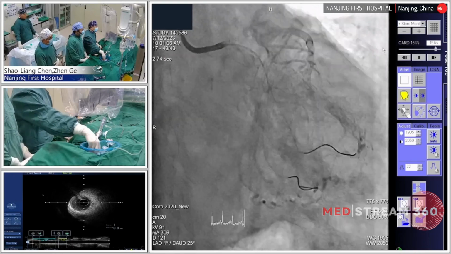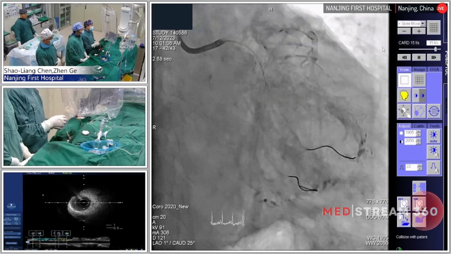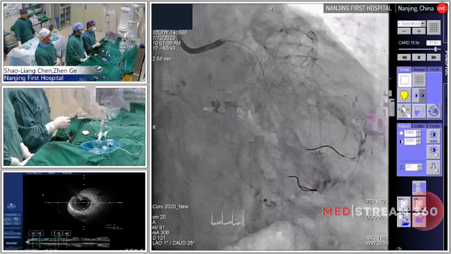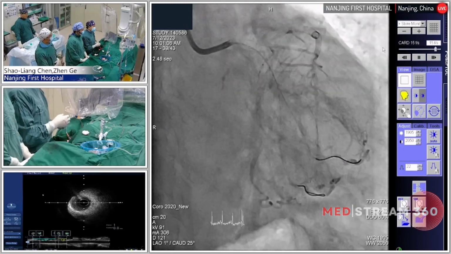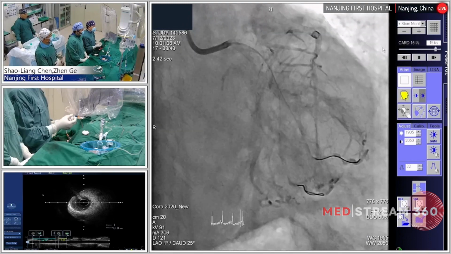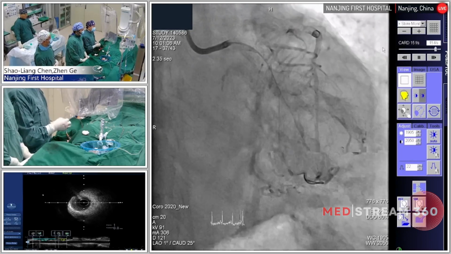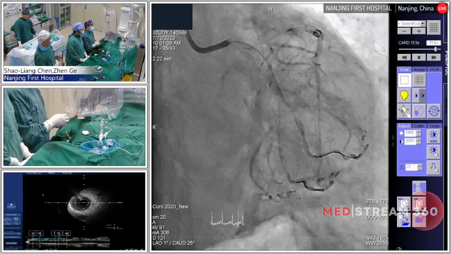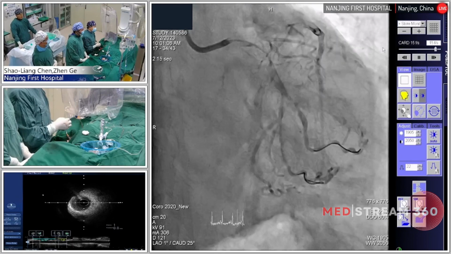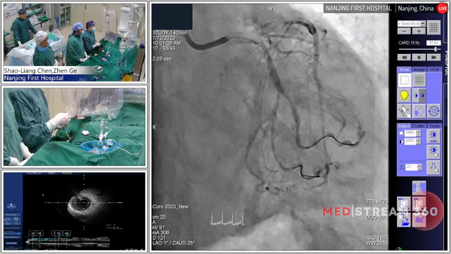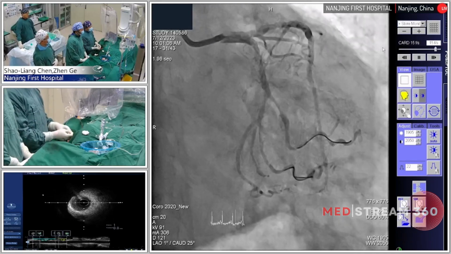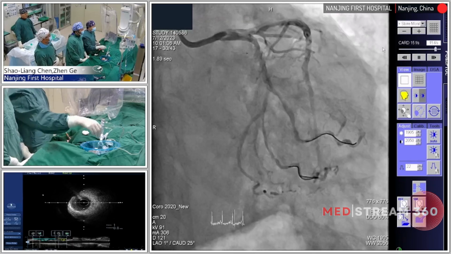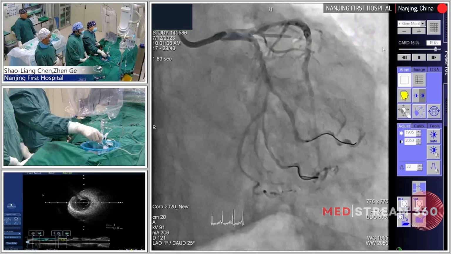For this circumflex and OM bifurcation lesion, the IVUS imaging gives us more information, because the OM is a very big vessel and the distal circumflex has a very diffuse lesion, and it is a very small vessel, just 2 millimeter diameter. So from this IVUS imaging, we probably want to use the OM as the main vessel and the distal circumflex as the side branch to do the two-stent technique for this bifurcation lesion.